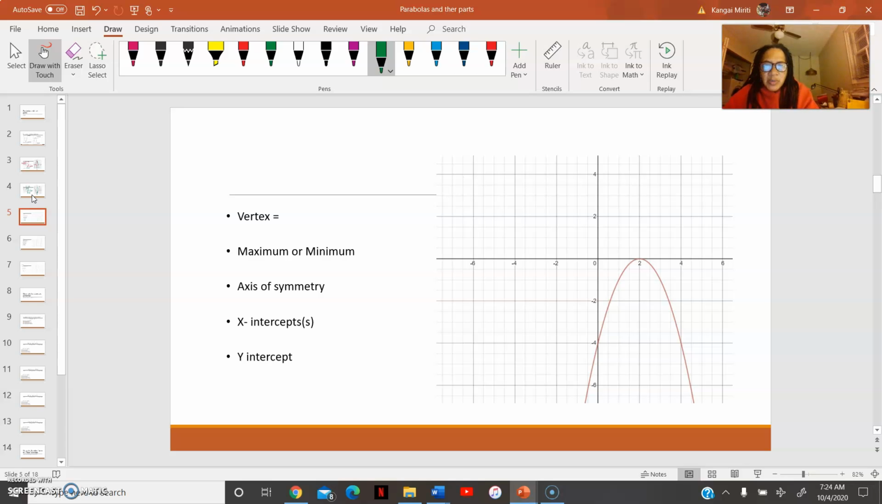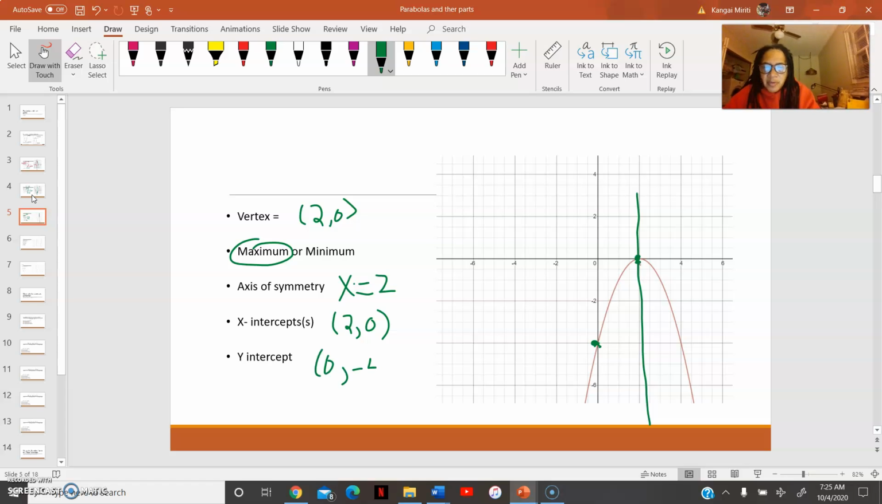So let's take a look at this one. The vertex is right here. It's definitely a maximum. It's right on the x-axis at the point (2, 0). The axis of symmetry happens to go right down the middle there at the vertical line x = 2. This time we only have one x-intercept, which is possible. Sometimes there's two. Looks like now there can just be one. And then the y-intercept is the point (0, -4). Got it? I think you got it. Let's do one more.